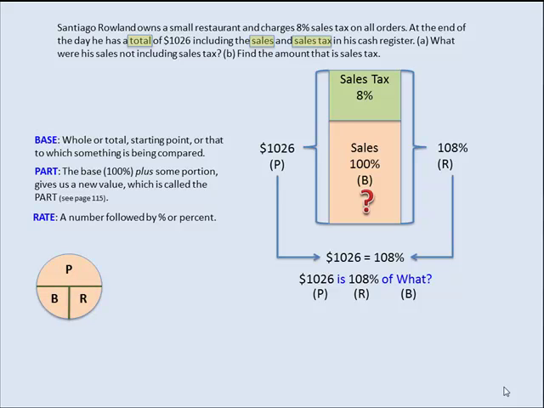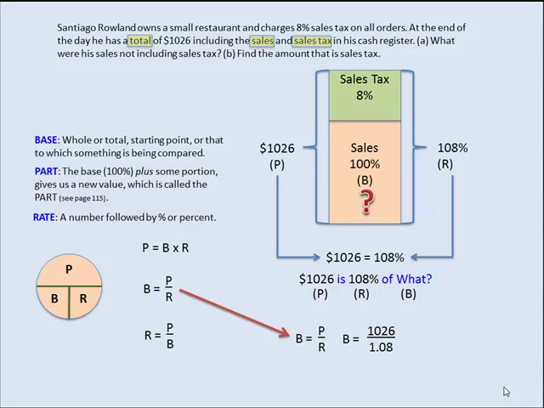Looking at our formula pie, we see that the part is equal to the base times the rate. The base is equal to the part divided by the rate, and the rate is equal to the part divided by the base. In our problem here, we need to find the base, so we're going to use the formula base is equal to part divided by rate. That is equal to 1,026 divided by 1.08.